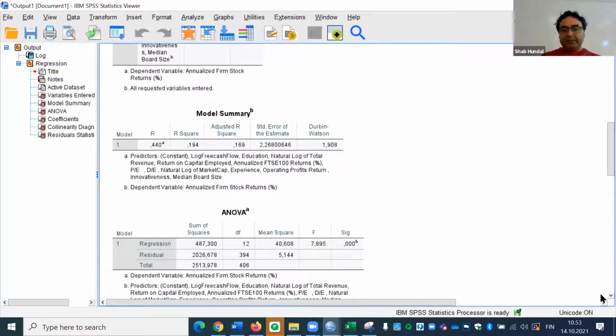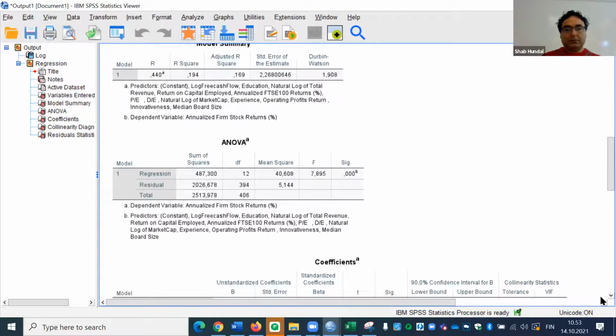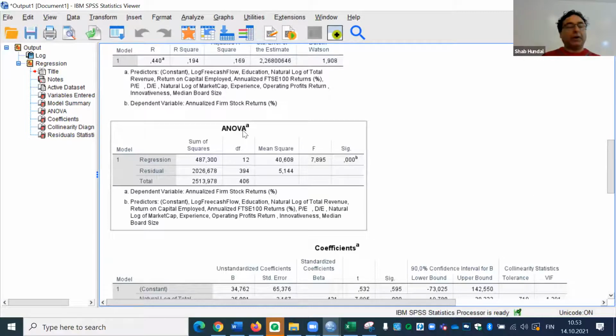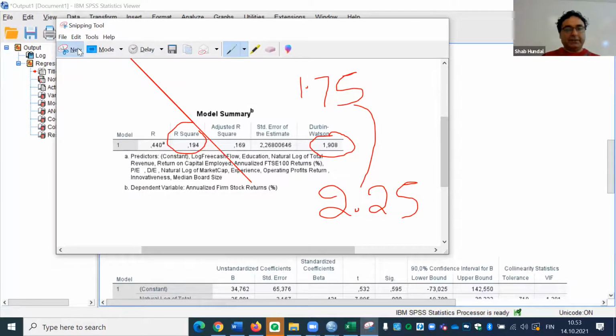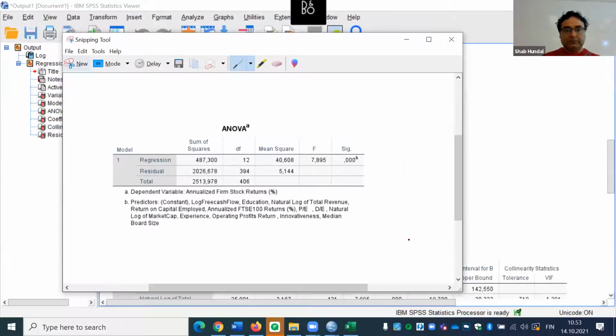Then, in the next table, you look at the ANOVA. ANOVA is called analysis of variance. And in this table, what we need to see is only one thing, and that is this: F and sig.